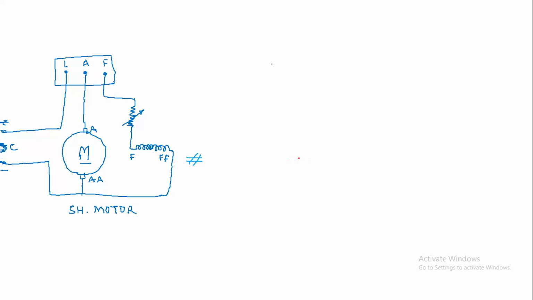Now phase A of the alternator is plotted here. Suppose this is the neutral terminal of the generator, and this is phase A. Phase B is 120 degrees from phase A, and phase C is 120 degrees from B. So this is R, this is Y, and this is B terminal, and this is the neutral terminal. This is a star connected alternator, so this is the neutral connection.